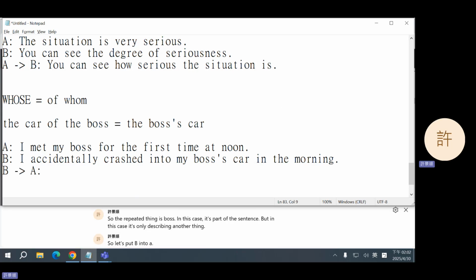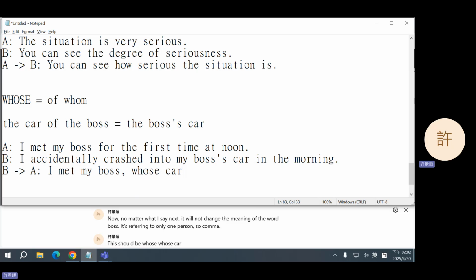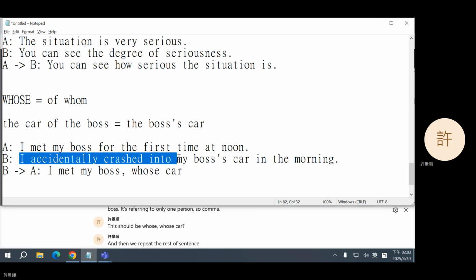Begin with A. I met my boss. Now, no matter what I say next, it will not change the meaning of the word boss. It's referring to only one person. So, comma. And this should be whose. Whose car? And then we repeat the rest of sentence B.